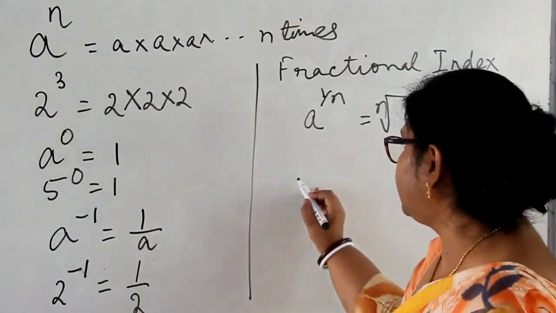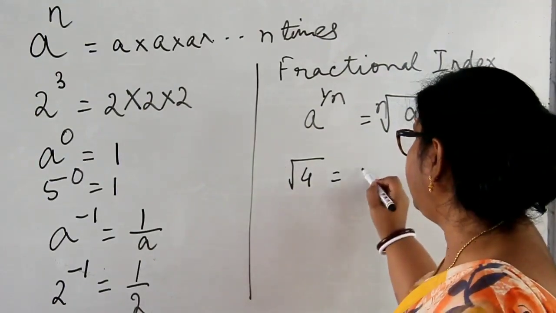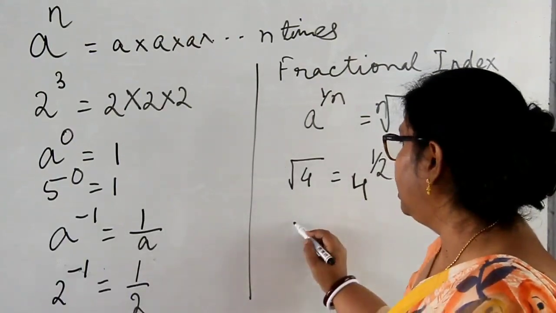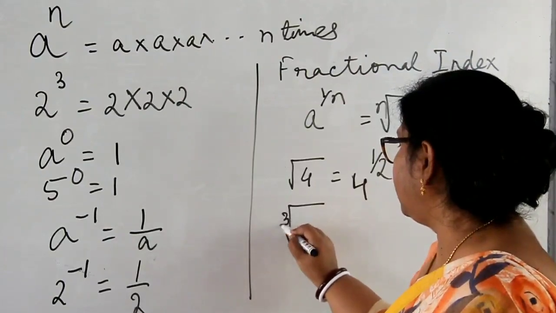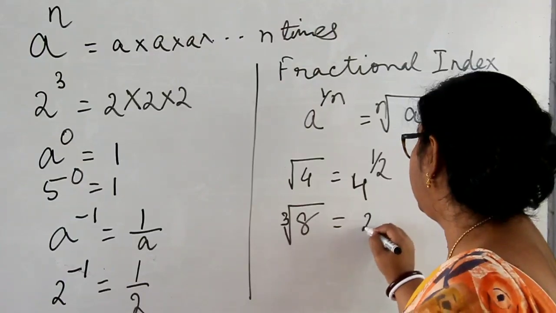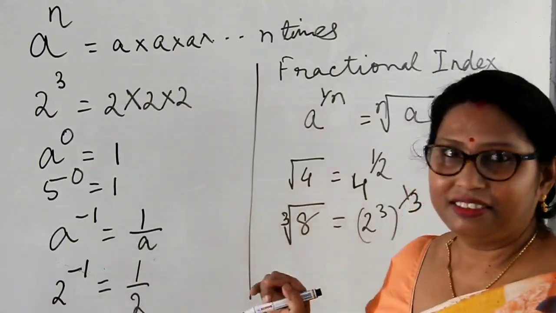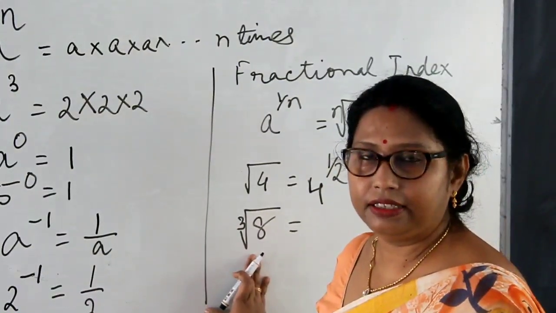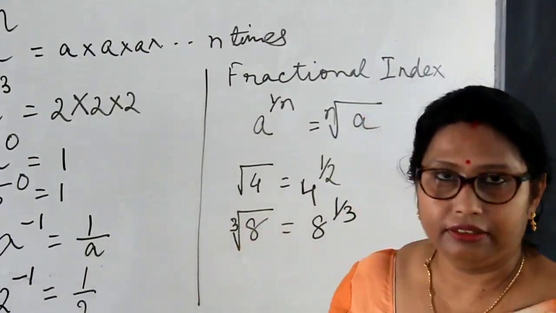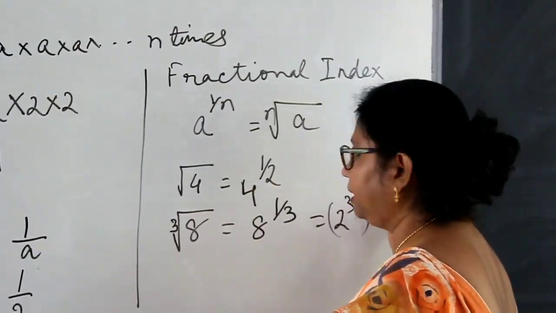Now if I write square root of 4, that means 4 raised to the power 1 by 2. Then cube root of 8 we can write as 2 cubed, whole to the power 1 by 3. Cube root of 8 we can write as 8 to the power 1 by 3, or we can write it as 2 cube whole to the power 1 by 3.